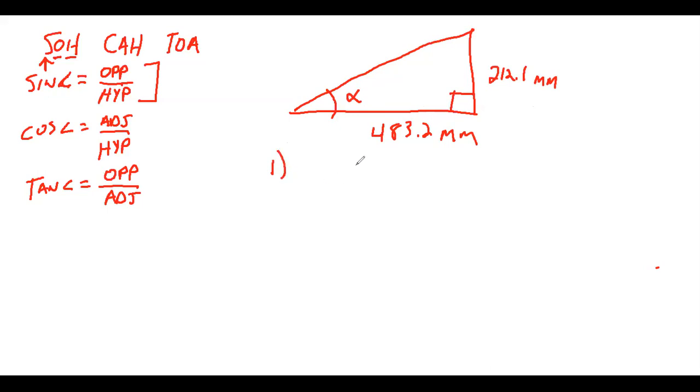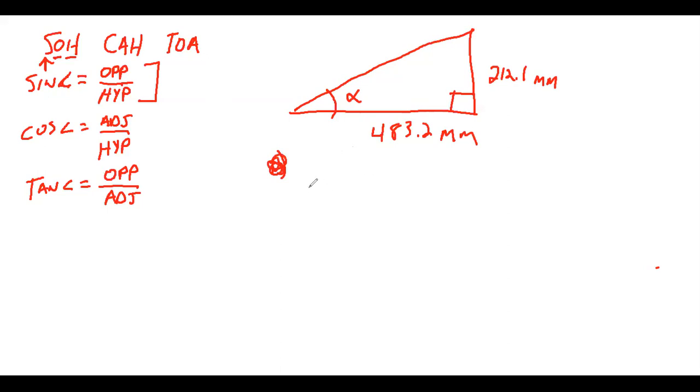Step one, opposite over adjacent. Figure out the function we're using. Which function are we going to use? Tangent. Relative to this angle, we're given an opposite and the adjacent, so we're going to use tangent.